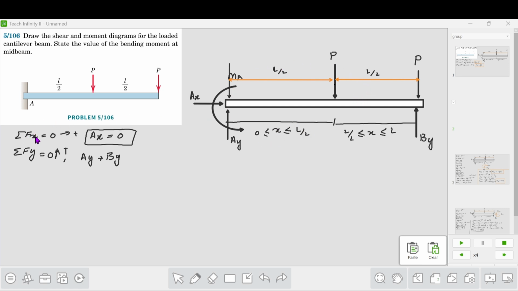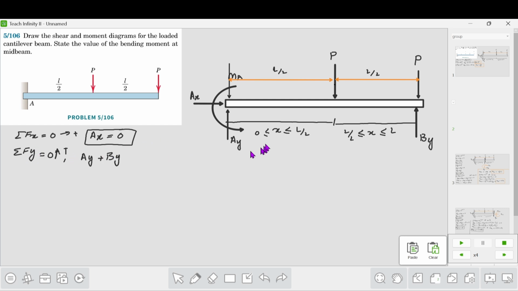So summation of all horizontal forces equal to 0. The force directed toward the right will be taken as positive. So there is only Ax. There is no horizontal load force. That's why Ax, which is a reaction, will be 0.